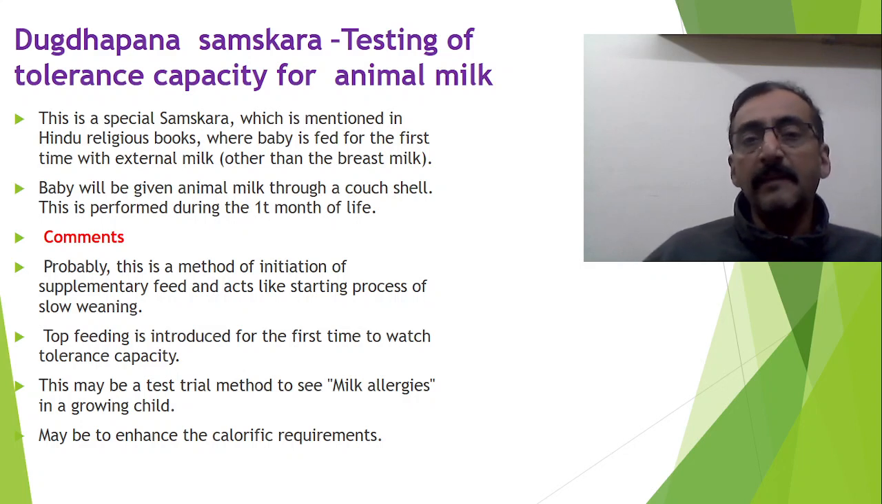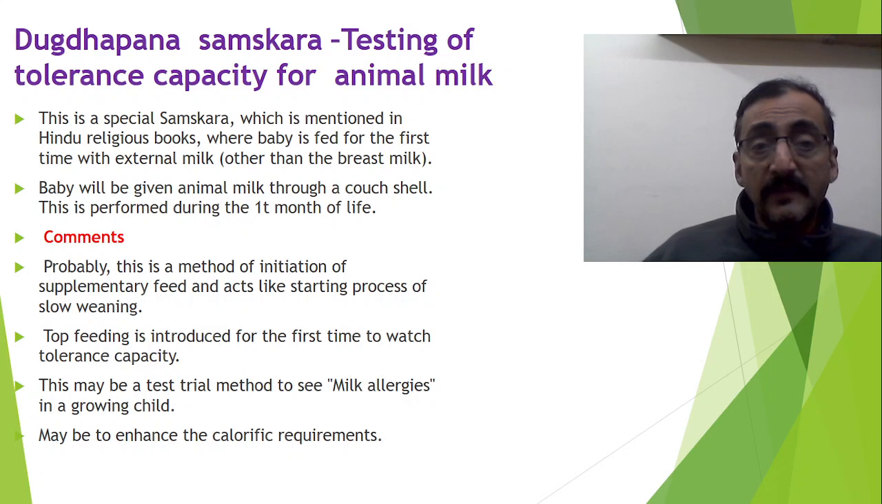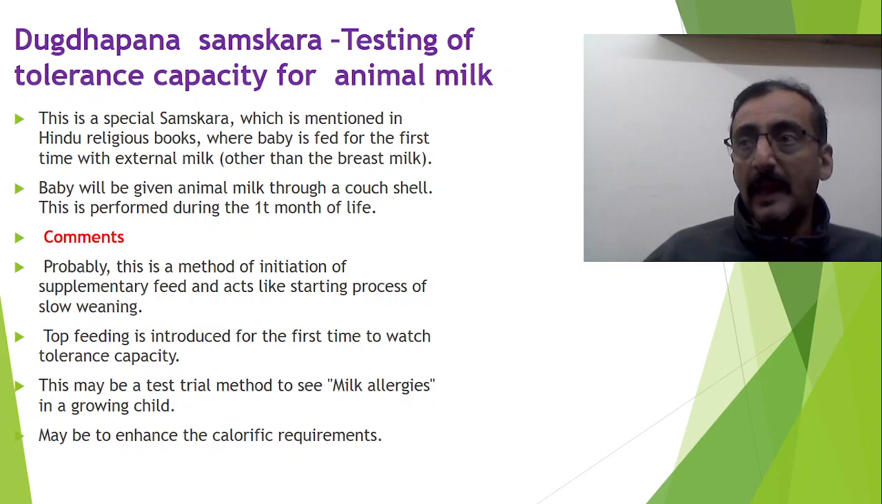Simply we are testing the tolerance capacity of the child for the supplementary feeds, because in future, when we go for Annaprashan, all the food materials will usually be given in the milk medium. So if the baby is not tolerating the animal milk at all, or has some allergy towards the animal milk, especially cow's milk, then it will be identified clearly. So probably this is a method of initiation of the supplementary feed and a starting process of slow weaning. That is point number 1.